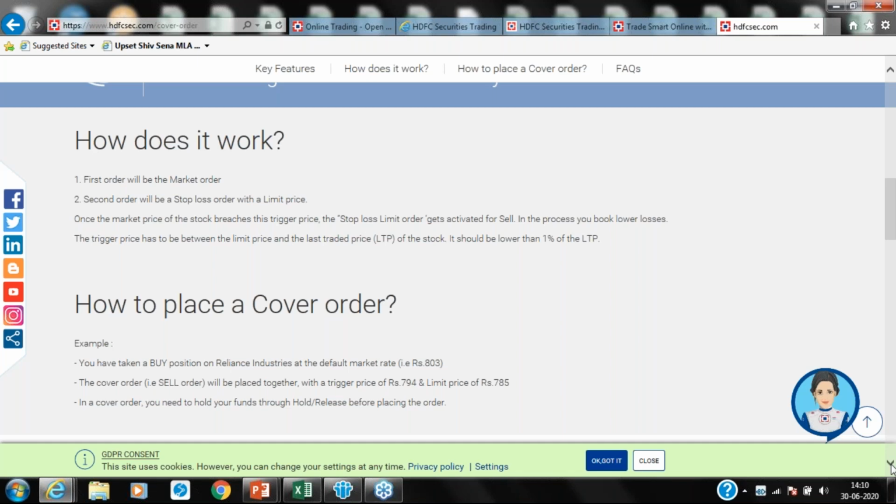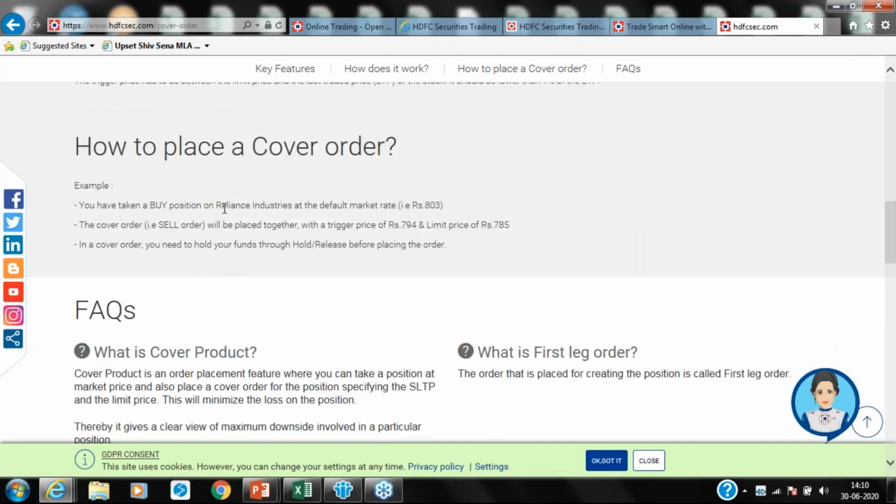Now, how to place a cover order? We will give you an example of a buy order. So let's suppose you want to take a buy position on Reliance Industries at the default market rate, and the current price is around 803 rupees. Just for example, we are sharing this with you. The cover order, that is the sale order, the stop loss order, will be placed together with a trigger price of 794 and a trigger limit price of 785. Okay, in a cover order, you need to hold your funds in the holding list before placing an order.